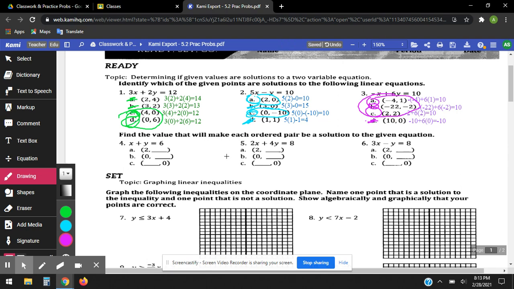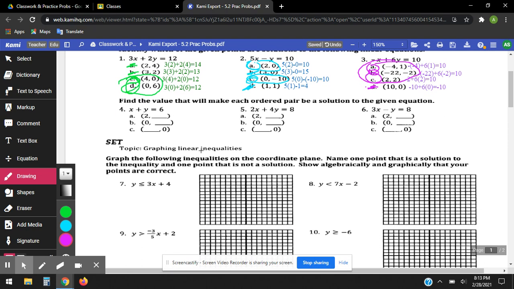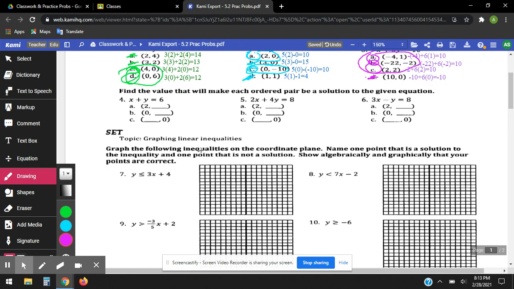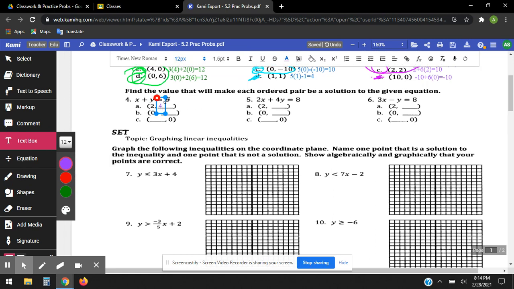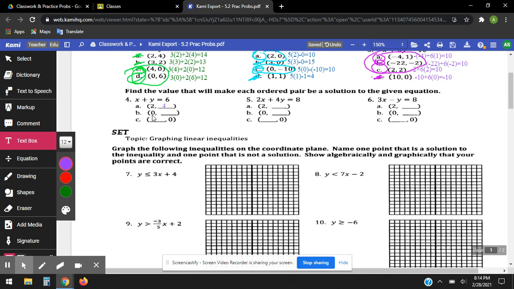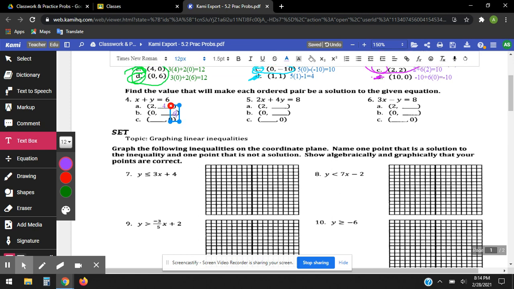All right, find the value that will make each ordered pair be a solution to that given equation. Well, 2 plus what equals 6? 2 plus 4 equals 6. So that one worked out pretty well since we're just adding the two together. So 0 plus 6 equals 6.